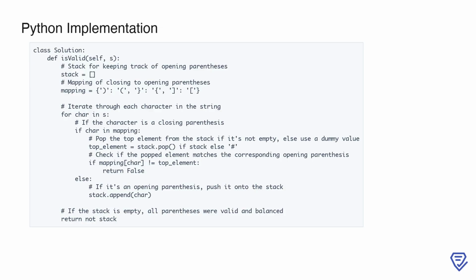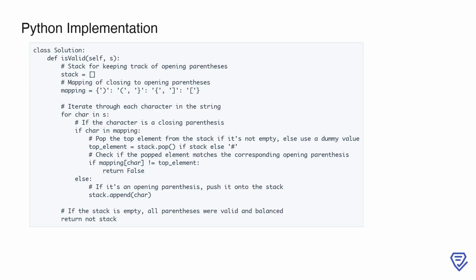2. Iterating through the string. The function loops through each character in the string s. If the character is a closing parenthesis, i.e., it is found in the mapping dictionary, we check the top of the stack. If the stack is empty, we use a dummy value, hashtag, to prevent errors during popping. Then, we compare the top element with the corresponding opening parenthesis from the mapping dictionary. If they do not match, the string is invalid, and the function returns false. If the character is an opening parenthesis, it is pushed onto the stack for future comparison.